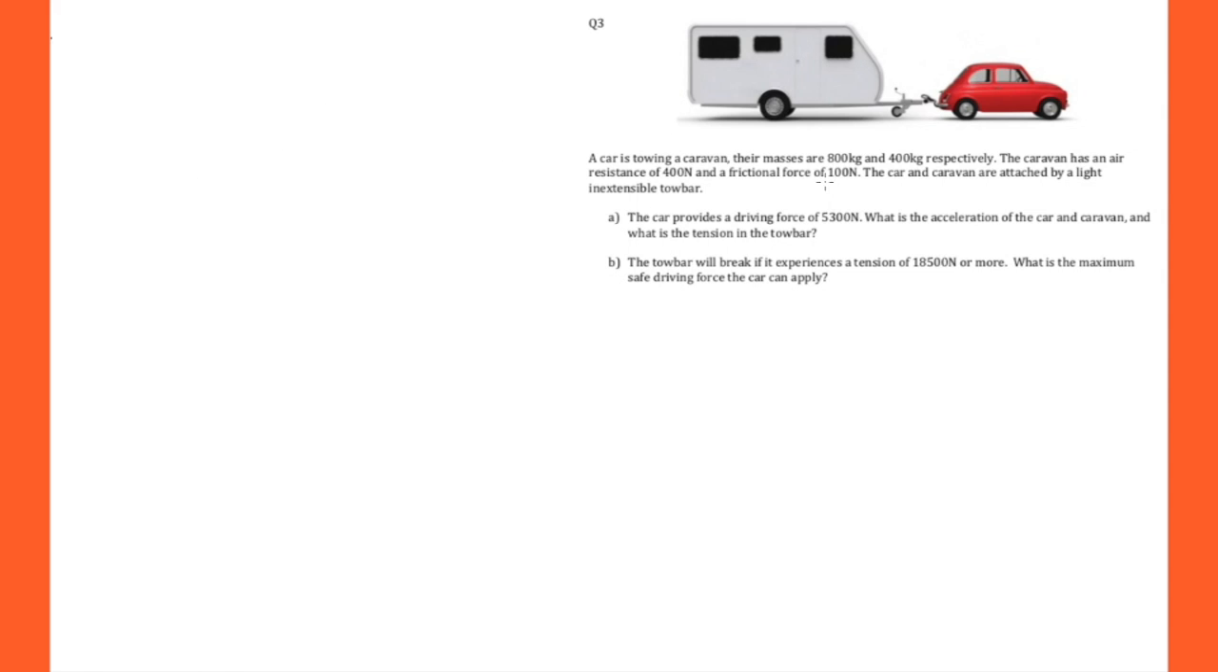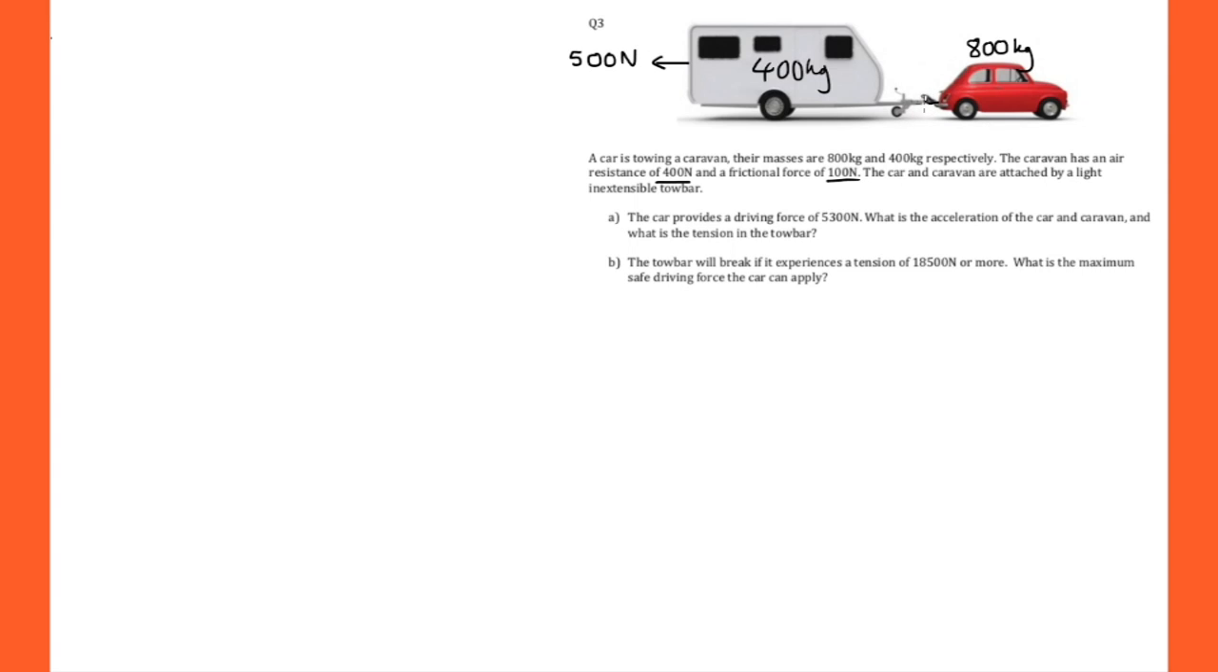Okay, for this question, we have a car and a caravan. I'm going to label up all the information on this diagram first. So the car has a mass of 800 kilograms. The caravan has a mass of 400 kilograms. If we look at the resistances on the caravan, we have an air resistance of 400 and a frictional force of 100. So let's combine those. That gives us 500 newtons.